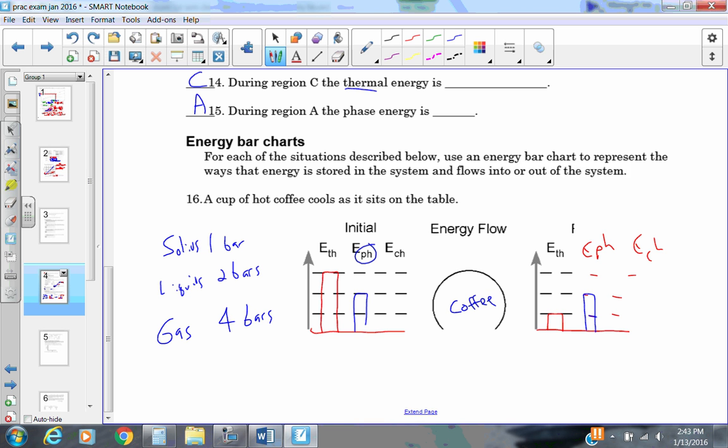So what do I have total? I have 1, 2, 3, 4, 5 bars on this side. But on this side, I only have 1, 2, 3 bars. That's a difference of 2. So it's a change of 2. It lost that energy, so I'm going to draw 1, 2 bars, and I'm going to show it exiting the system.